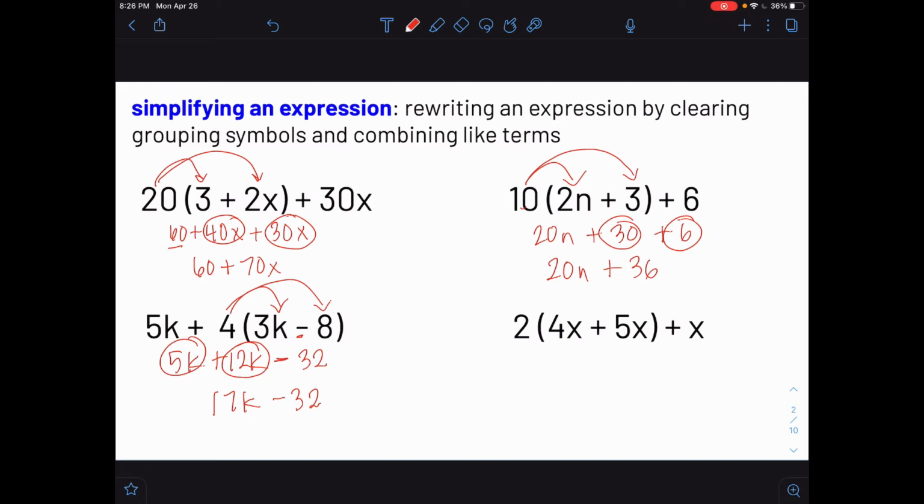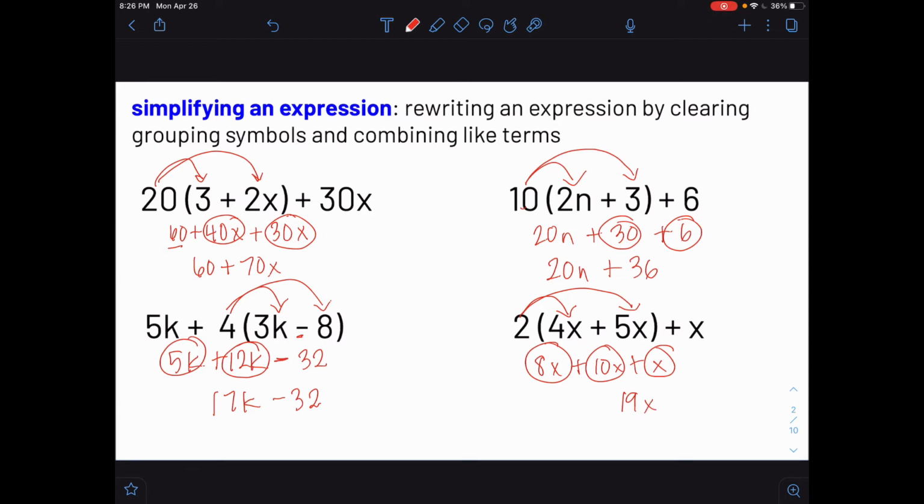Here I have 2 outside of the parentheses, so using that distributive property, I need to distribute that multiplication among both terms in the parentheses. So I have 8x plus 10x, and outside the parentheses, I add that x. All of these are like terms, so combining them together, I have 19x.